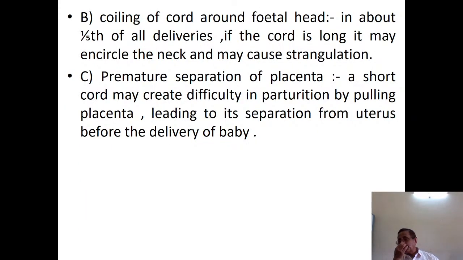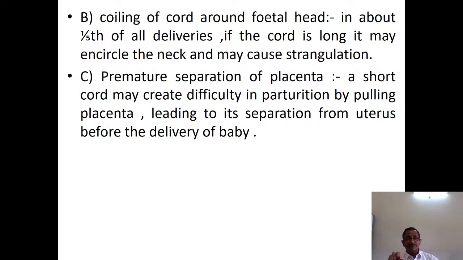Now, coiling of the cord around the fetal head. In about one-fifth of all deliveries, if the cord is long, it may encircle the neck and may cause strangulation. So, when something is encircling the neck, what is happening? The blood supply to the brain, and again, of course, the fetus has no respiration, but it is causing strangulation, meaning it is constricting the vessels that are going to the brain. So, it is also going to cause brain damage if it persists long.